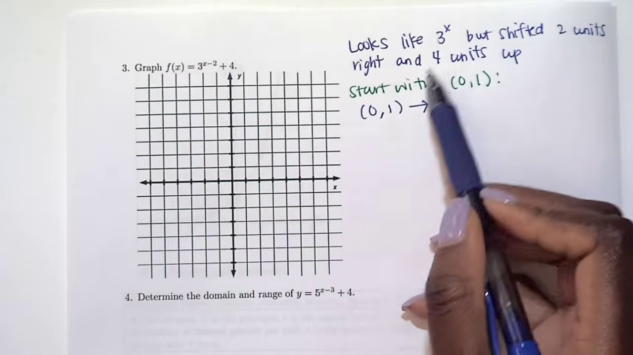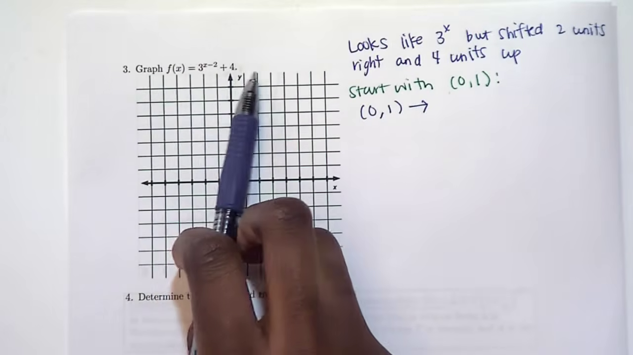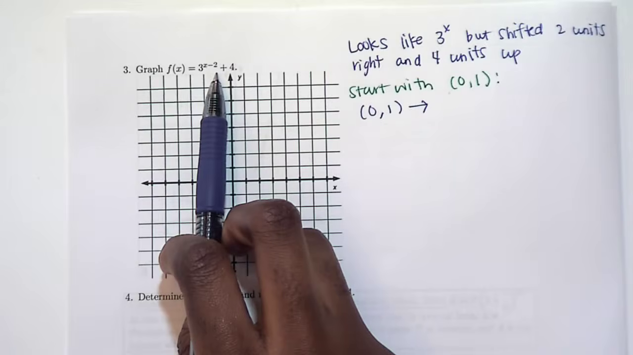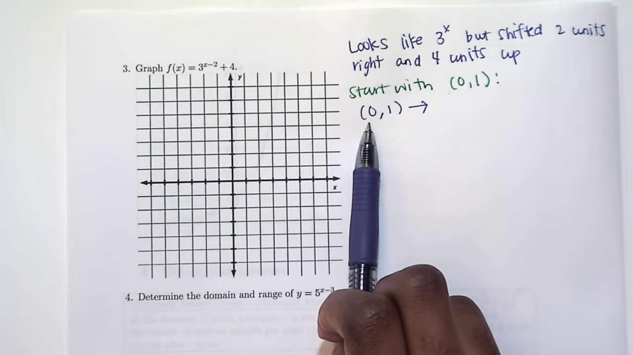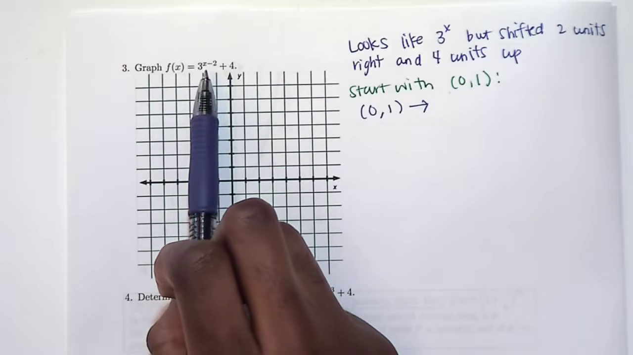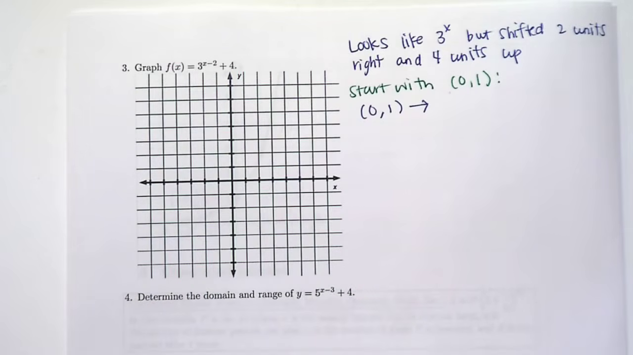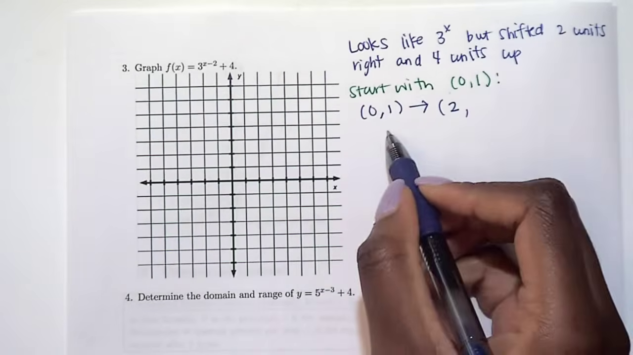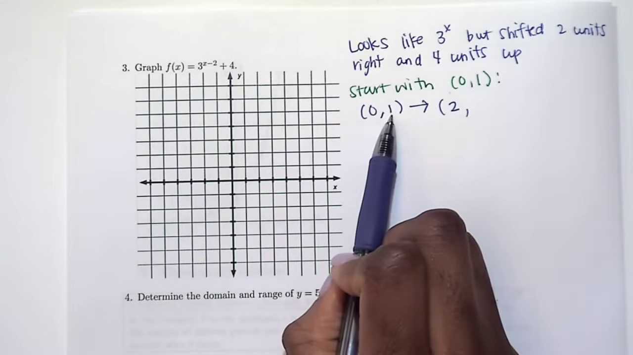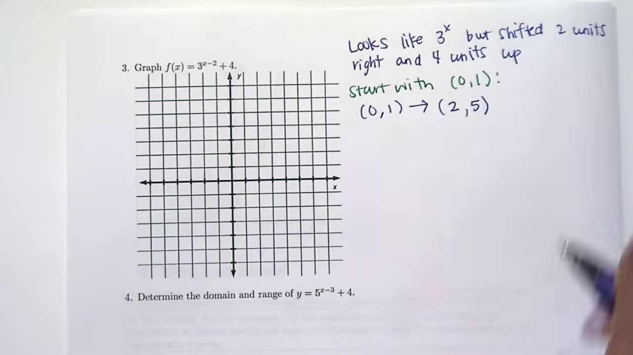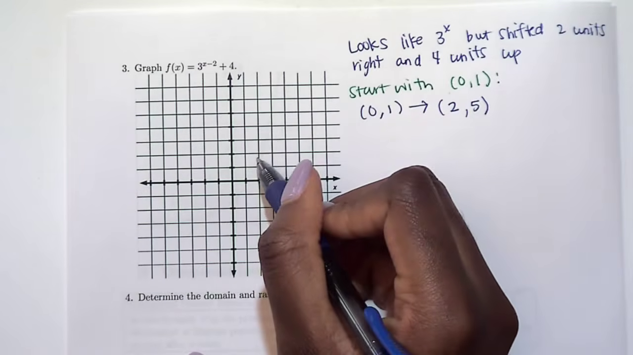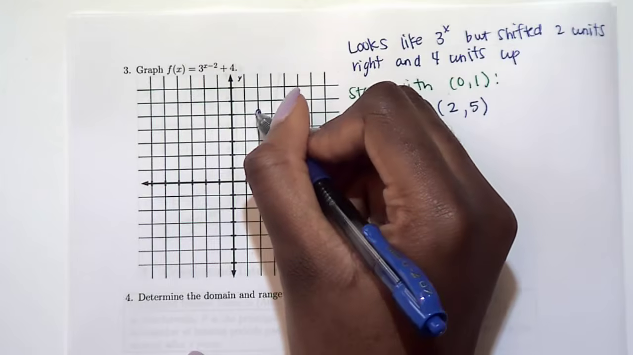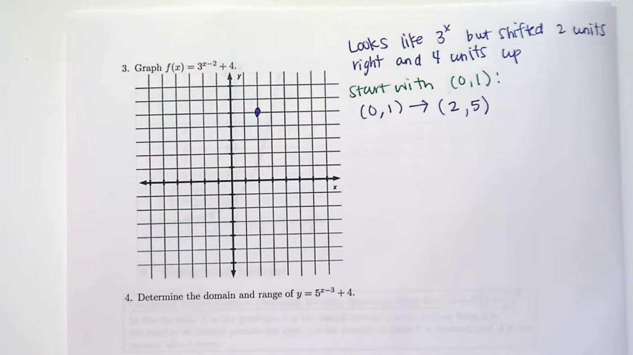So 0, 1 on 3 to the x will turn into what on this new function? Let's see. We're changing the x value by shifting it to the right, so that means we're going to add 2. So our new x value would be 2. And for the y value, we're shifting 4 units up, so we need to do 1 plus 4. And so we get the point 2, 5. That's going to be on our new graph, 2, 5. So we got 1 point.